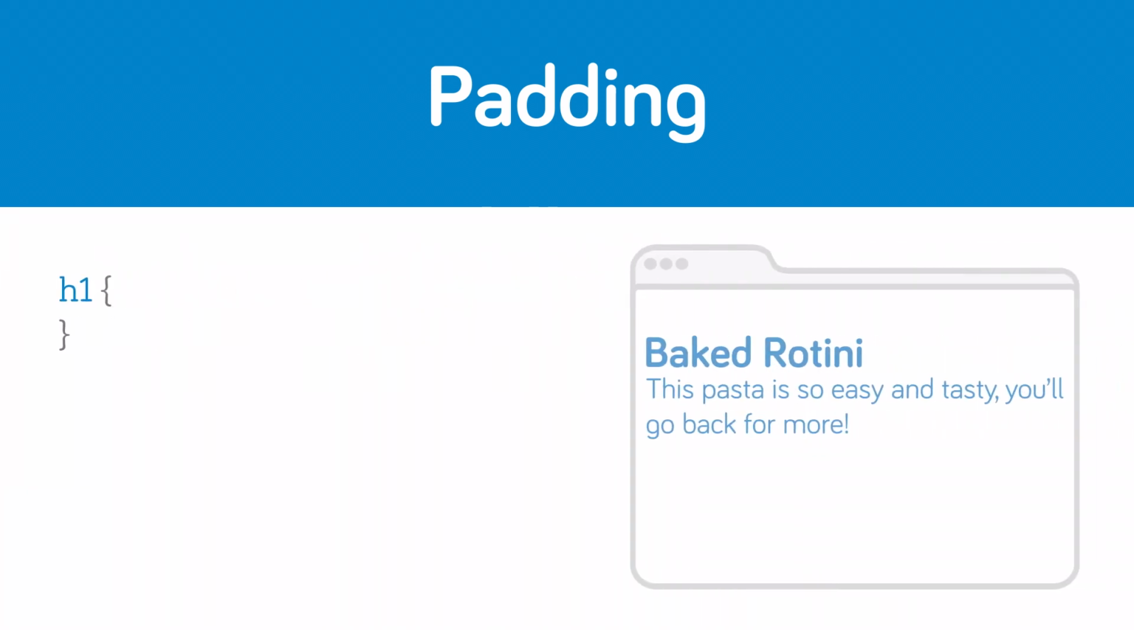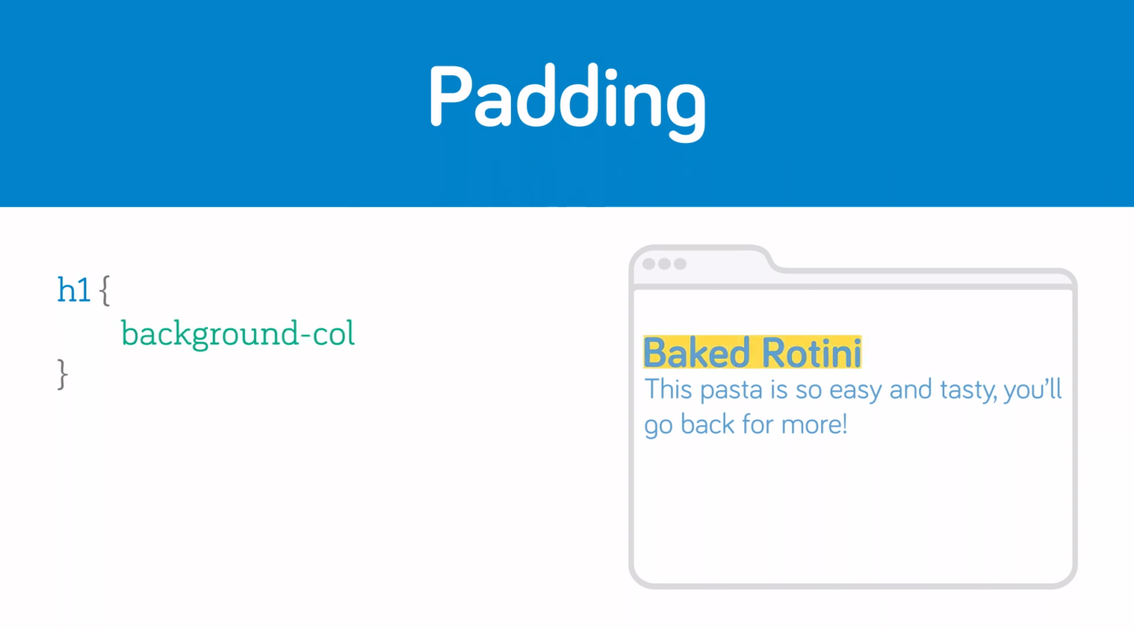Let's go to our CSS code. The box around the content is usually invisible, so here we have an H1 with a background color to help us see the padding adjustments. Right now, the H1 looks like this in our browser. Now let's add some padding.